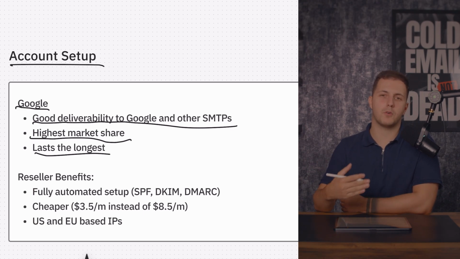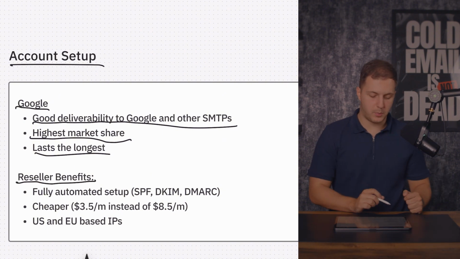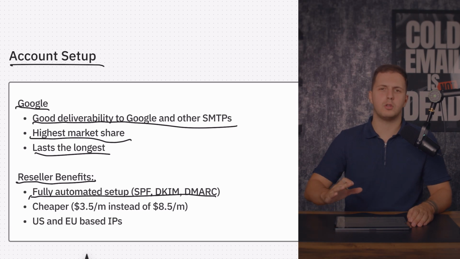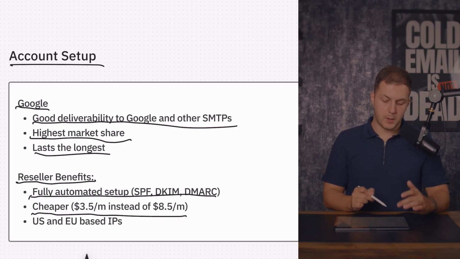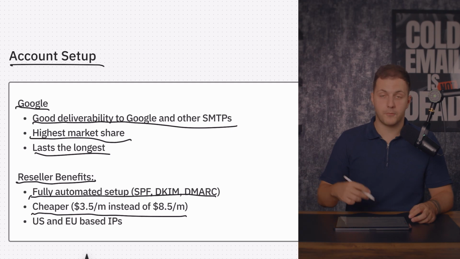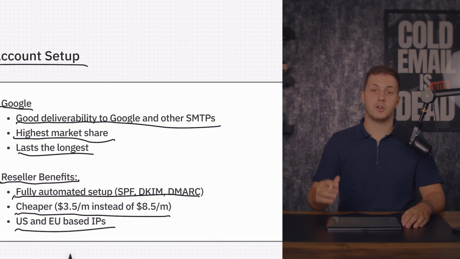Now, instead of directly buying from Google Workspace, what you can do is you can use resellers because they come with some benefits. For example, the technical setup is fully automated. You don't need to configure anything yourself. These resellers usually do it for you. These accounts are usually cheaper. We sell them at $3.5 per email account per month instead of regular $8.5. And lastly, if you purchase through resellers, you want to make sure they have US and EU-based IPs. There are some resellers who sell inboxes with IPs from Asia, South America, Africa, and so on, but those usually have lower reputation. So you want to stick with US and EU-based IPs.